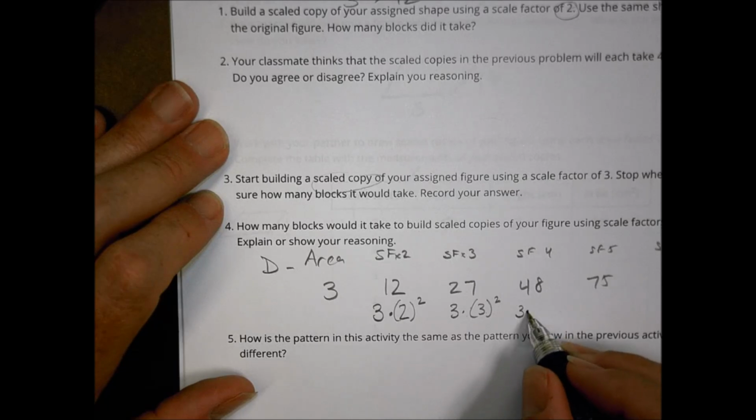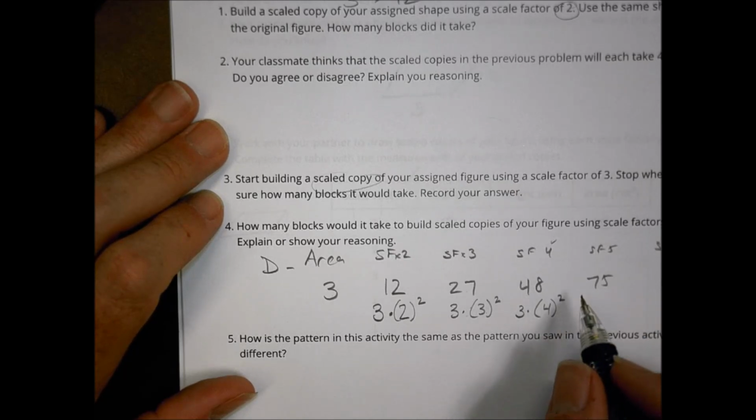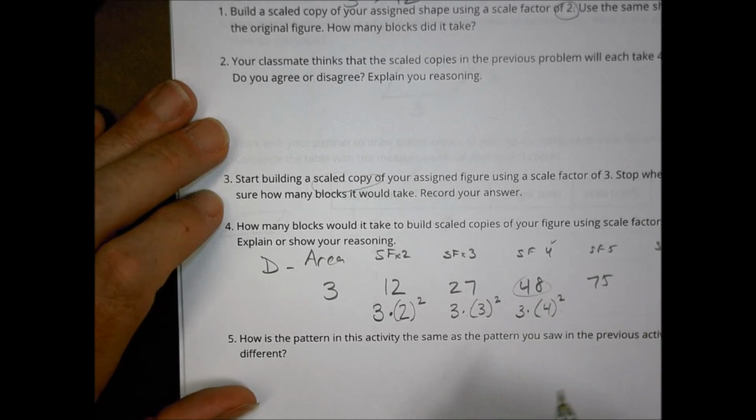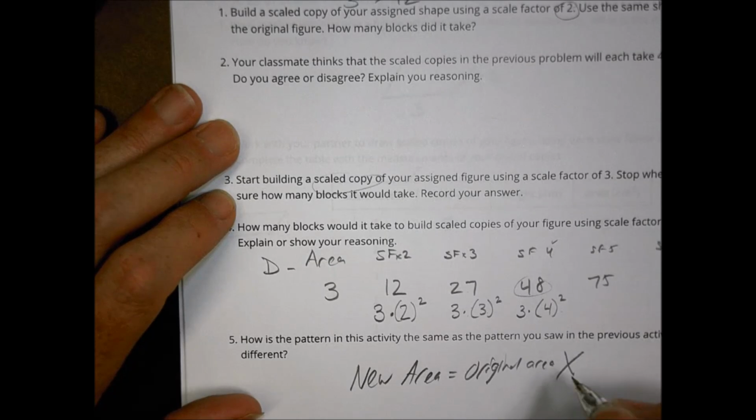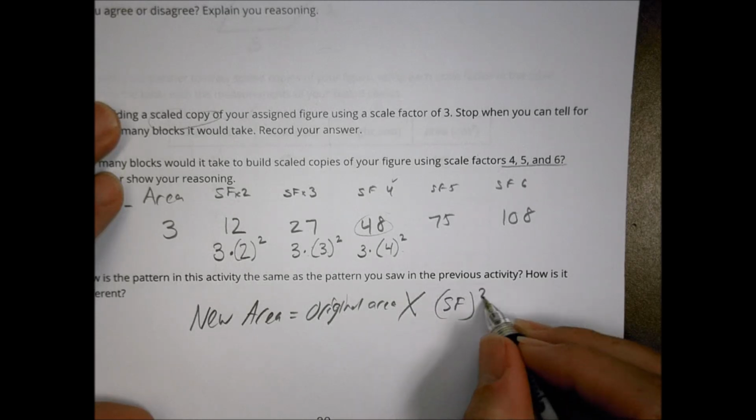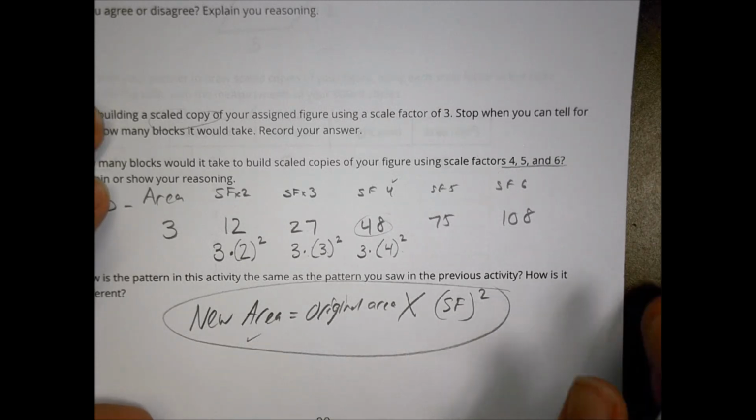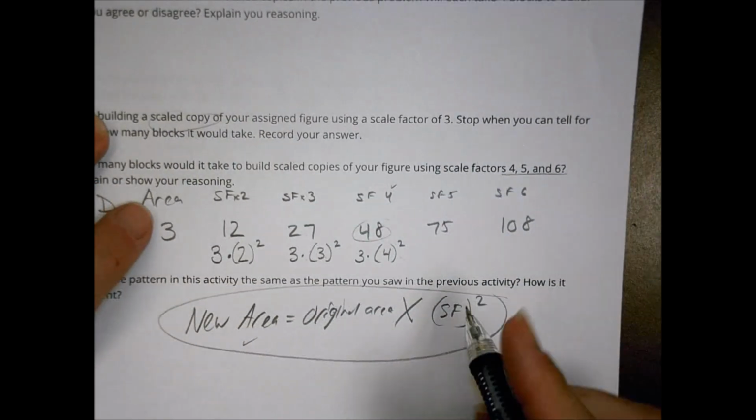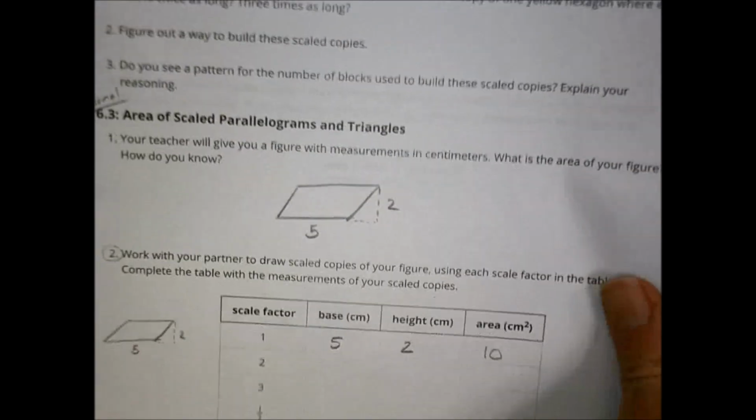So if I take the original value and I multiply it by the scale factor squared, I end up with my new area. So what's happening is I can essentially say my new area is going to be my original area times the scale factor squared. So when I'm doing a shape, what's going to happen to my new area is I take the original area and I multiply it by the scale factor squared. Make sure you do the order of operations first, do the square first, and then we can multiply that and we're good to go there.